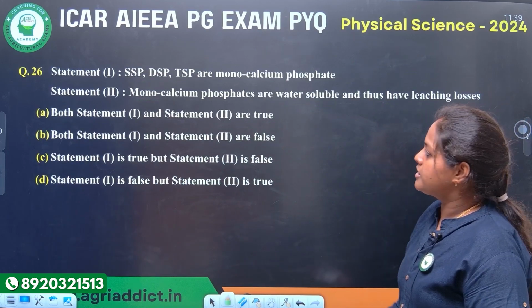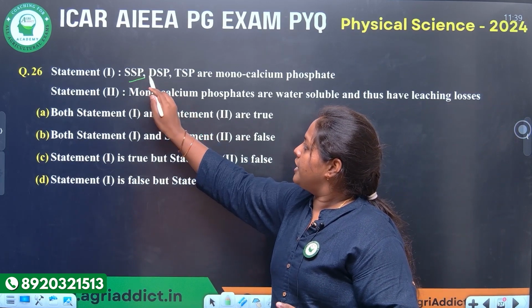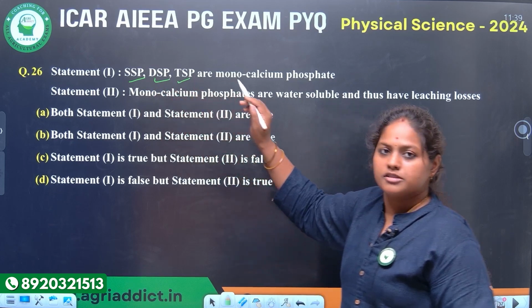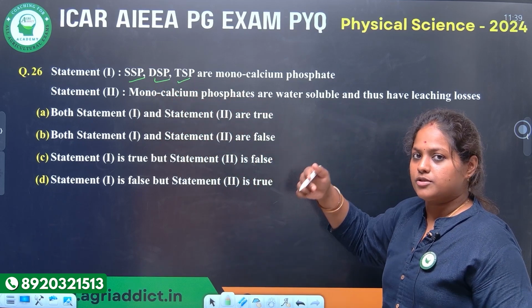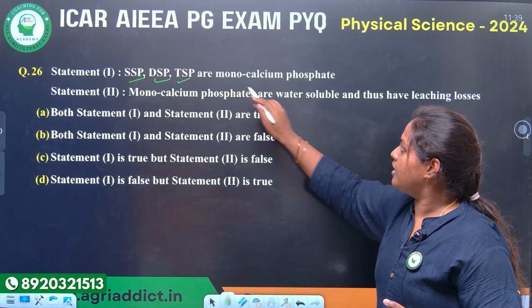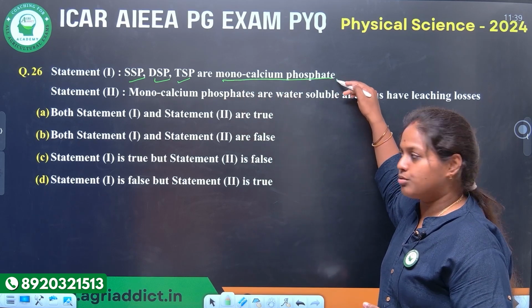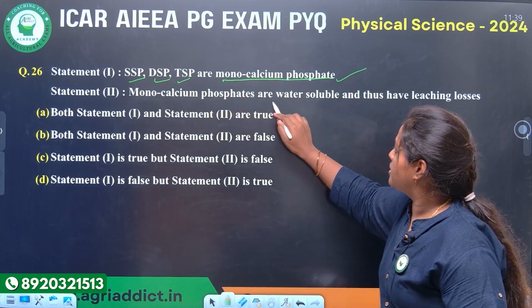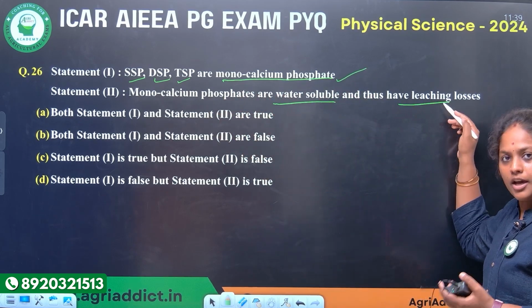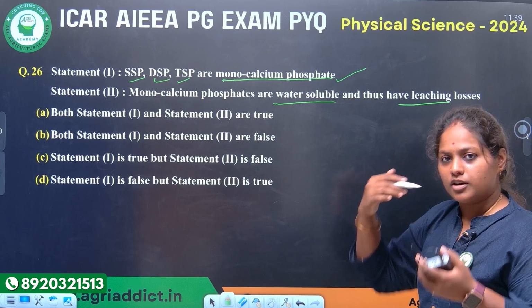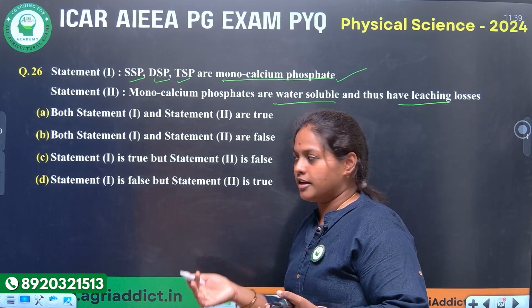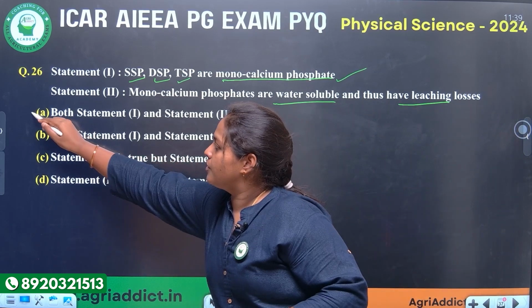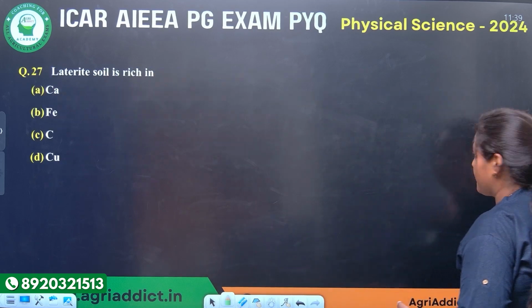Question number 26, statement 1. SSP, DSP, TSP, single superphosphate, double superphosphate and triple superphosphate are monocalcium phosphates. True. Monocalcium phosphates are water soluble, so they have leaching loss. Anything which is water soluble will have leaching losses, right? So both are true. Answer is A.